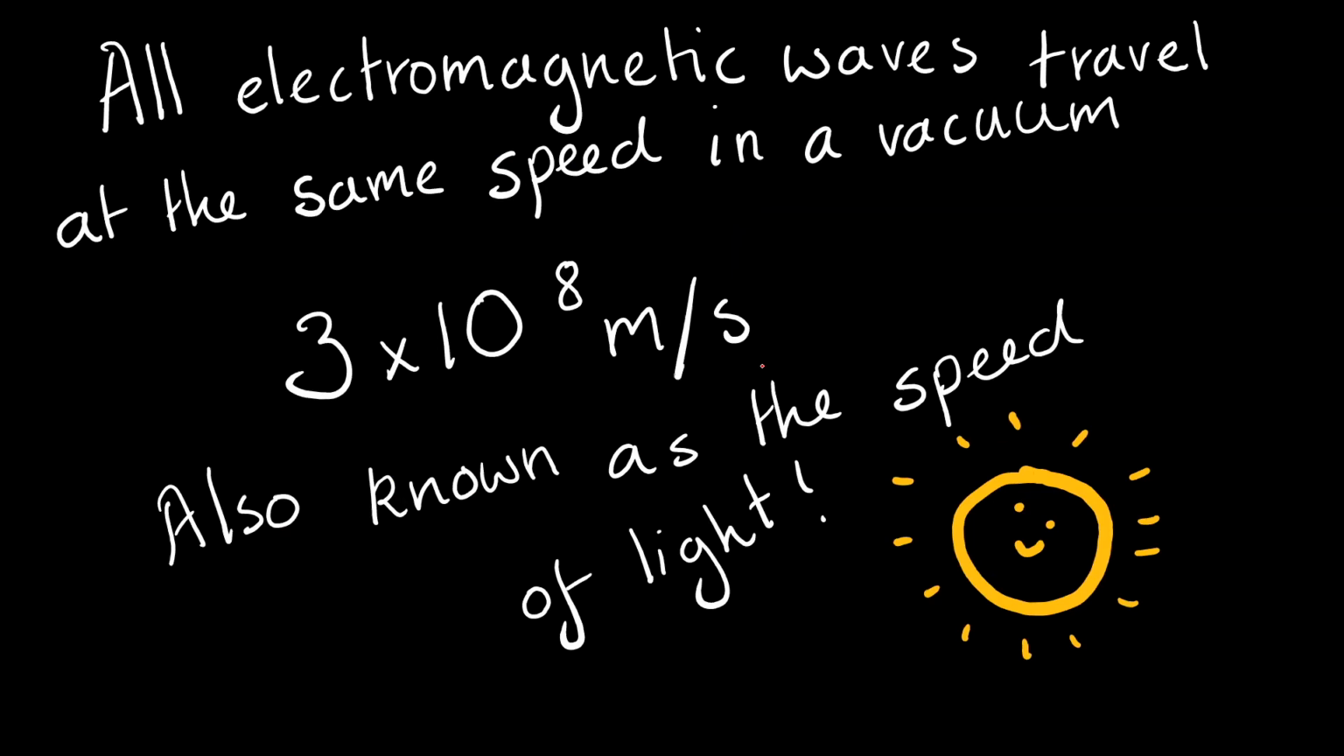All electromagnetic waves, EM waves, travel at the same speed in a vacuum. A vacuum is completely empty space. It's 3 × 10⁸ meters per second. That's also the speed of light. Obviously the sun's giving out light.